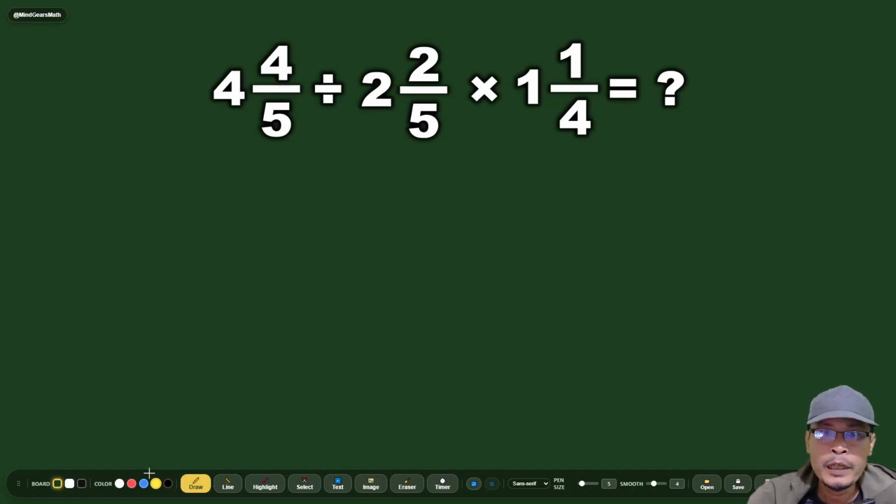Hello and welcome back. On the board today, 4 and 4/5 divided by 2 and 2/5 multiplied by 1 and 1/4.